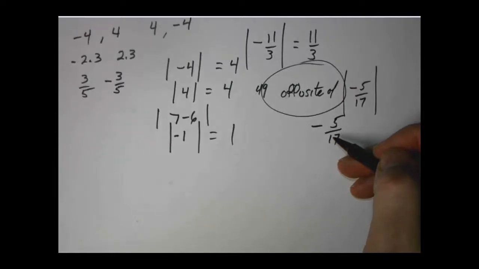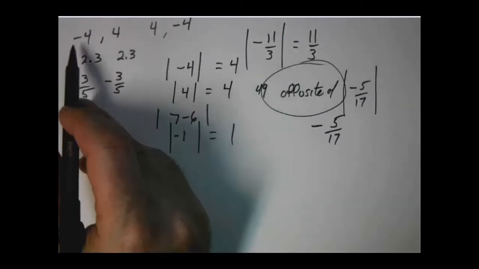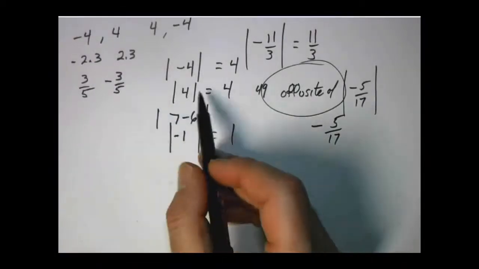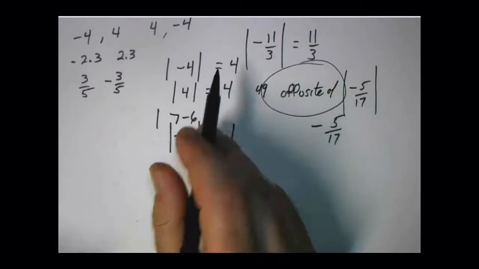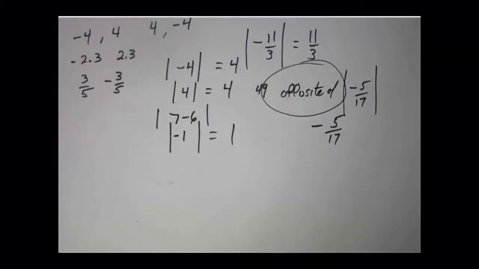Just don't be tricked. So that's the concept for 8.1. Opposite, so we're just introducing signed numbers, and then absolute value. Anything that goes in there becomes positive.